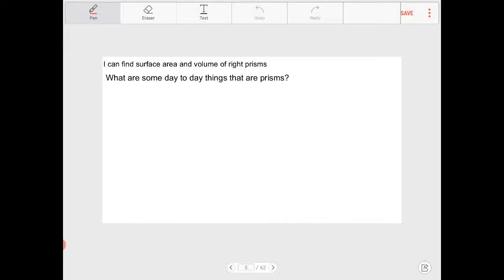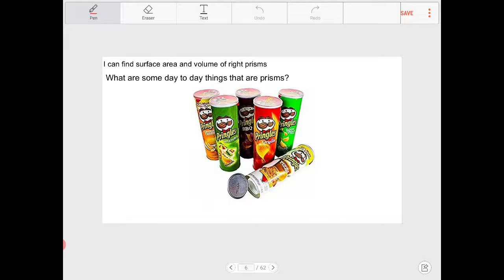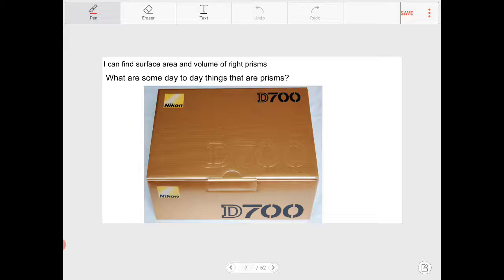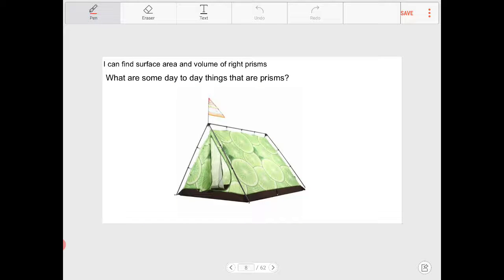What are some day-to-day things that are in fact prisms? Actually, we live inside prisms. We consume things inside of prisms. So this is a classic example of what a prism is, right? These Pringles cans, I suppose that's what you would call them, they're cylinders. This D700 Nikon box is a rectangular prism. This tent is also a prism.